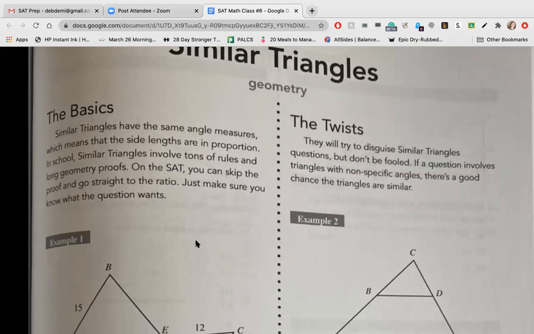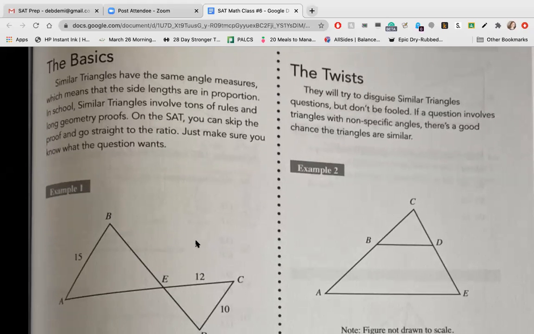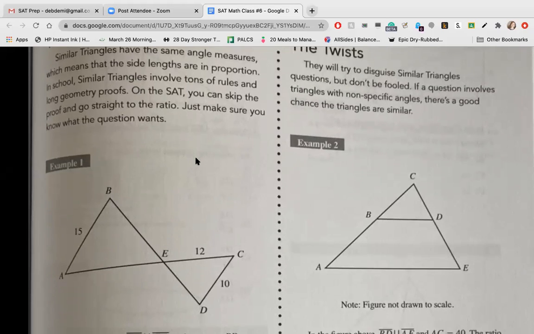All right, similar triangles. These are fun too. Similar triangles have the same angle measures, which means the side lengths are in proportion. In school, similar triangles involve tons of rules and long geometric proofs.